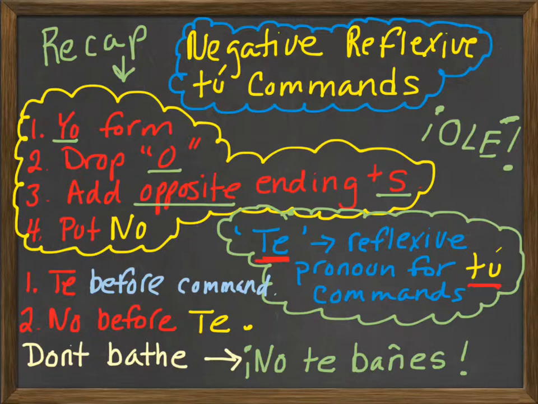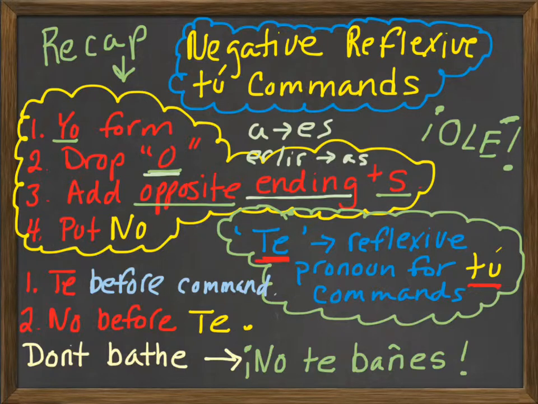Now, what if we're going to use reflexive verbs in negative commands? Okay, very simple. You're going to love it. So the first thing you do is you're just going to form your normal negative tú commands, just like we did last time. So remember, here's your recap. You go to the yo form of the present tense verb. You drop the o. You add the opposite ending. And when I say opposite ending, remember, if it's an AR verb, you're going to add es. And if it's an ER or IR verb, you're going to add an as. So you're going to add the opposite ending plus s. And then the last step is just to put no out front. That's how you make your negative tú commands.